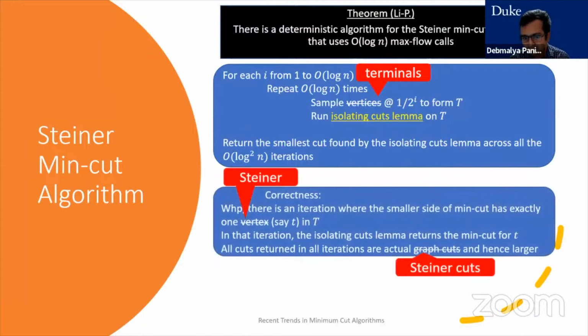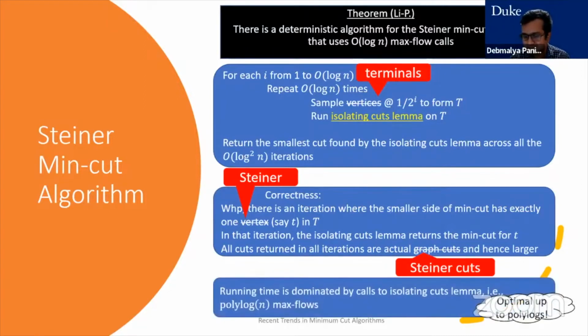Okay. And as I said, it's correct because of exactly the same reasons as the global min cut algorithm was correct. I won't go over this. And of course, the running time is dominated by the calls to the isolating cuts lemma. As we saw yesterday, the isolating cuts lemma can be solved using polylog or just log n calls to max flow. So this gives you overall an algorithm that uses polylog n max flow calls.